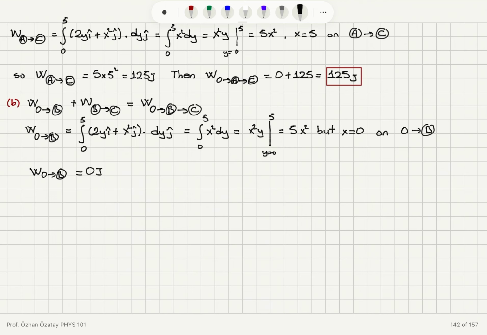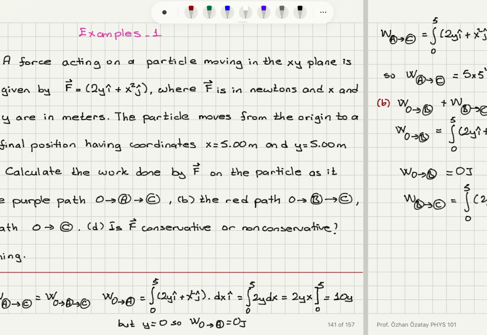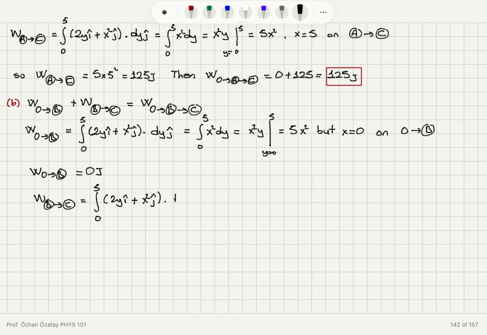It's 0 joules. Now we can calculate the contribution from point B to point C. Now we have x changing from 0 to 5, 2y i hat plus x squared j hat, dot product with dr. Once again, we're moving on the x-axis, so x is changing from 0 to 5. We have dx i hat as our incremental change in position vector.